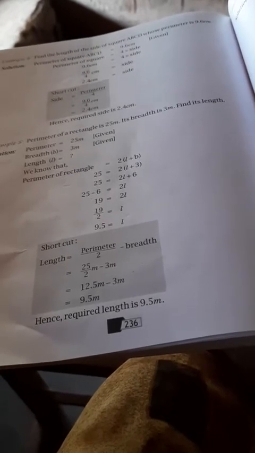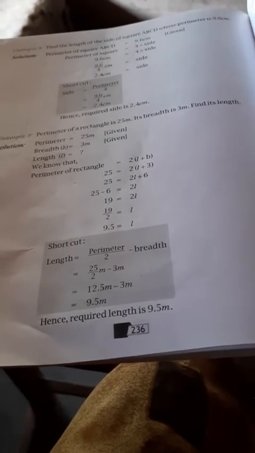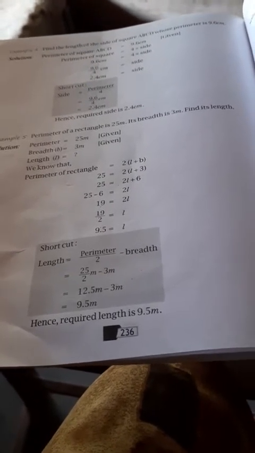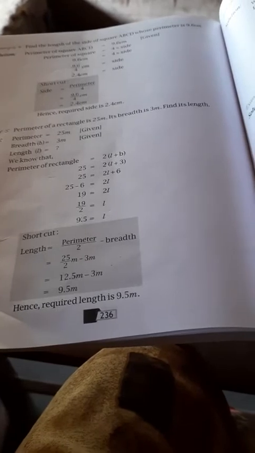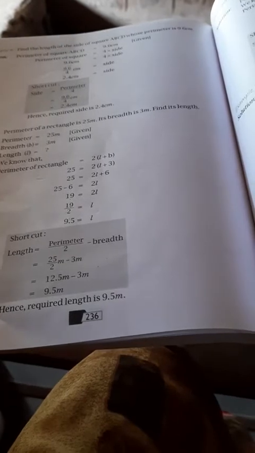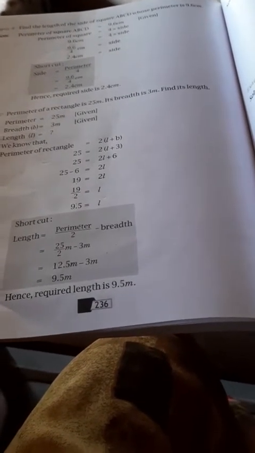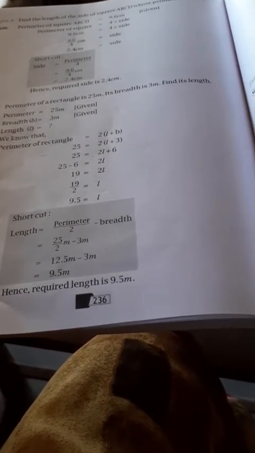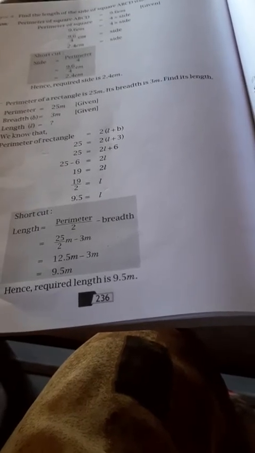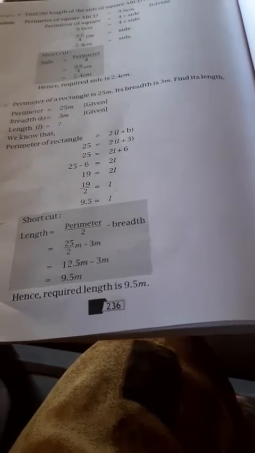Perimeter of a rectangle is equal to 2 into (length plus breadth). Perimeter is given as 25 meter, so 25 is equal to 2 into (length plus breadth), where breadth is given as 3 meter. That is 25 is equal to 2 into (L plus 3), so 25 is equal to 2L plus 6. That is 25 minus 6 is equal to 2L, 19 is equal to 2L. That is L is equal to 9.5. Hence the required length is 9.5 meter.